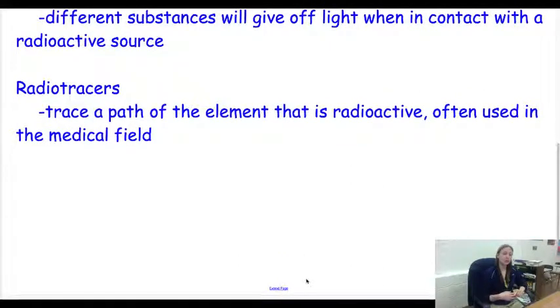And then the last one are radiotracers, and these are very common in the medical field. A radiotracer will just trace the path of that radioactive element. I gave an example of cobalt-60. I believe that is one they use for tracking through x-rays. There are a couple of other ones they use to see your intestines or different blood vessels or arteries in the medical field.